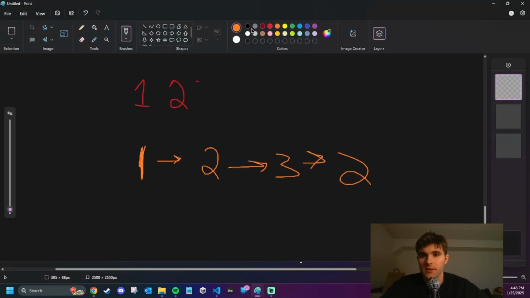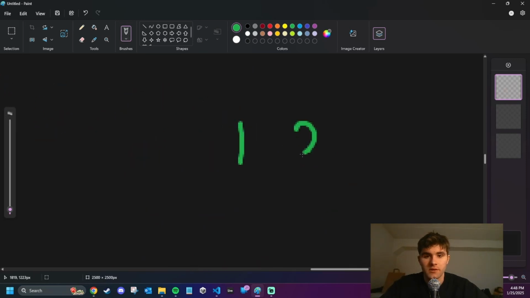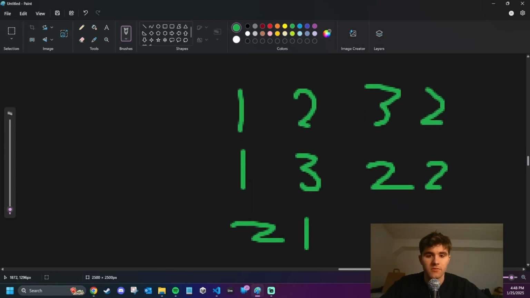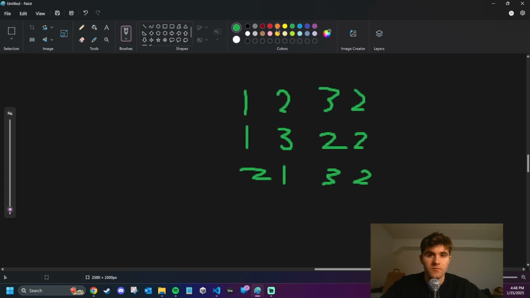Okay, so let's think, the positioning is pure random, right? Because you could have 1, 2, 3, 2. You could have 1, 3, 2, 2. You could have 2, 1, 3, 2. So if you had 2 pointers and you just checked if any of them are equal, then that would be n squared.